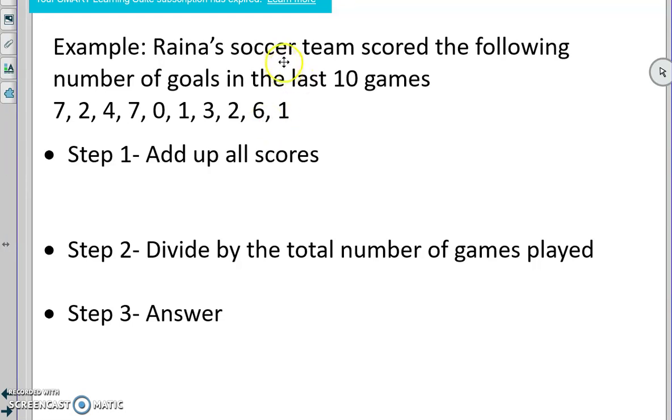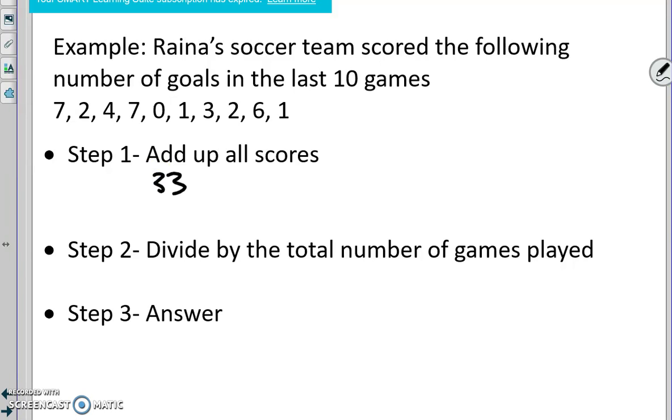7 and 2 is 9. 13, 20, 21, 24, 26, 32, 33, I think, right? Did I do that right? Mrs. Kozlowski, help me out. 33. Thank you.